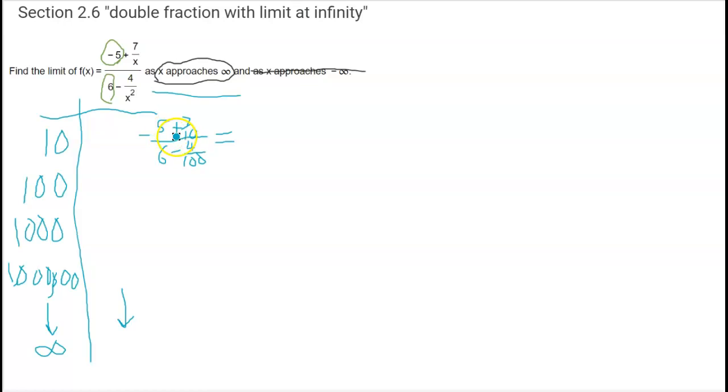When I take -5 and add 7/10, I get -4.3. And when I take positive 6 and subtract 4/100ths, I get 5.96. Okay? That's pretty close. 5.96 is close to 6. There's only a 4% error.